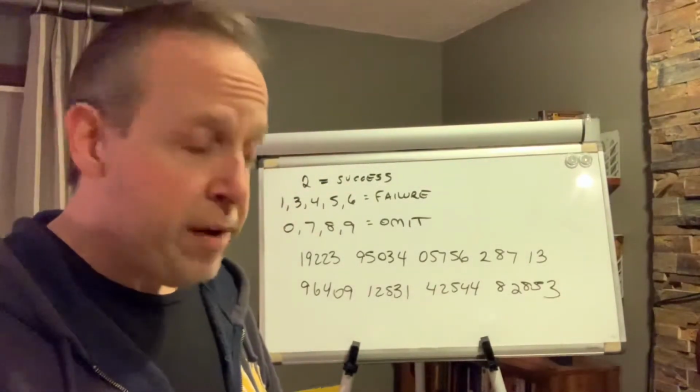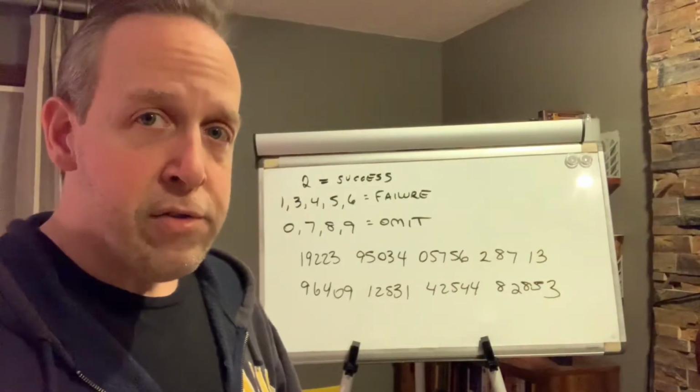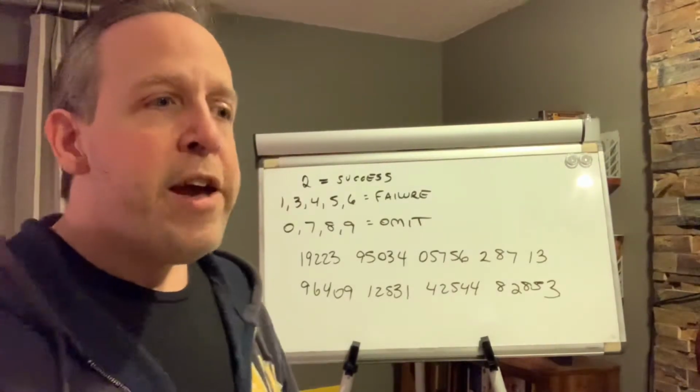Okay, now the number 2 is success. 1, 3, 4, 5, 6 is failures. 0, 7, 8, 9 is omit. Here's what we're going to do. I'm going to roll the die 5 times. And I'm going to count out of those 5 times how many times I win. How many of those 5 rolls are 2s.